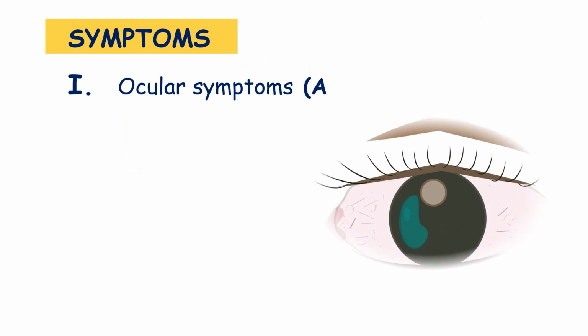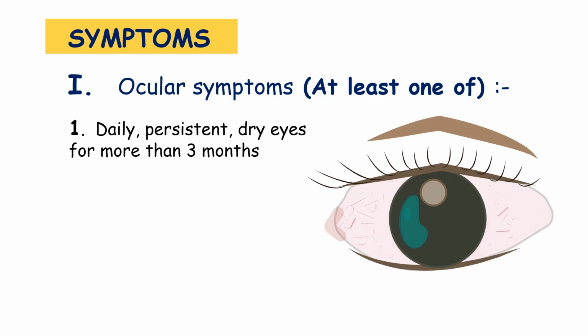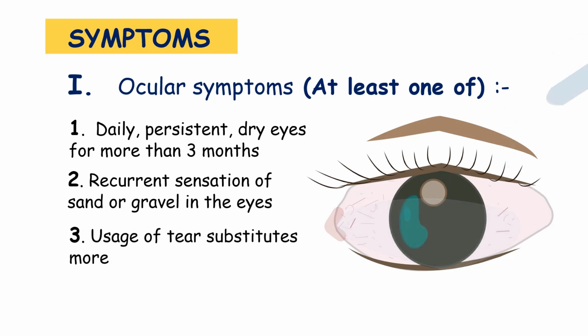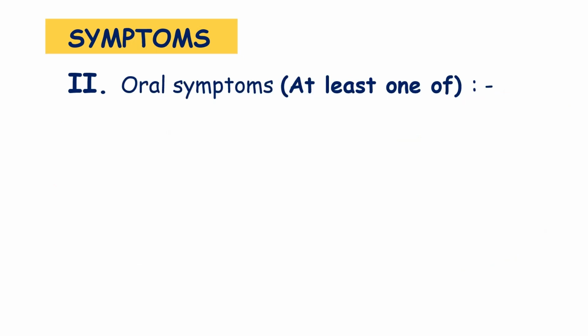Criteria number 1 is ocular symptom. The patient may have symptoms like daily persistent dry eyes for more than 3 months, or recurrent sensation of sand or gravel in the eyes. And lastly, usage of tear substitutes more than 3 times a day. Criteria number 1 points out 3 ocular symptoms, and if any one of these is present, the criteria is considered valid or positive.